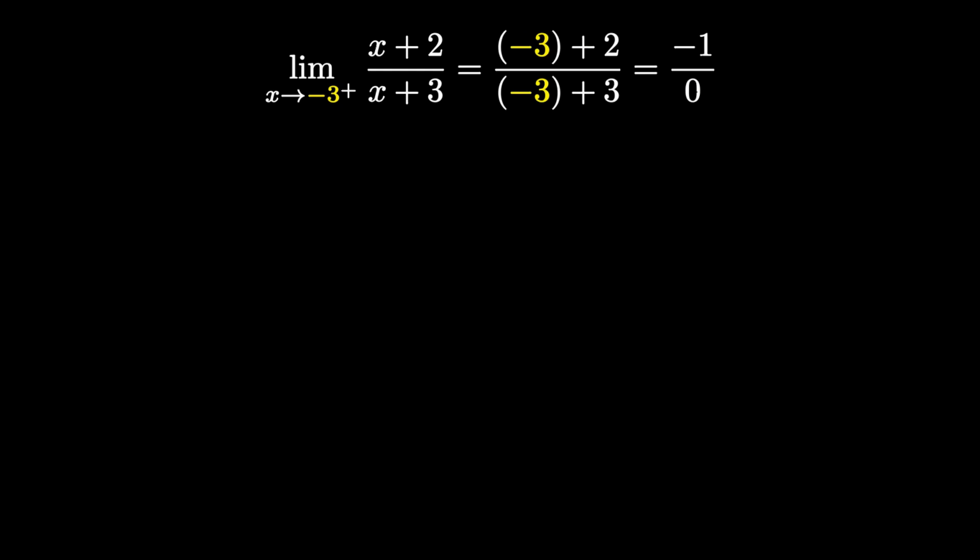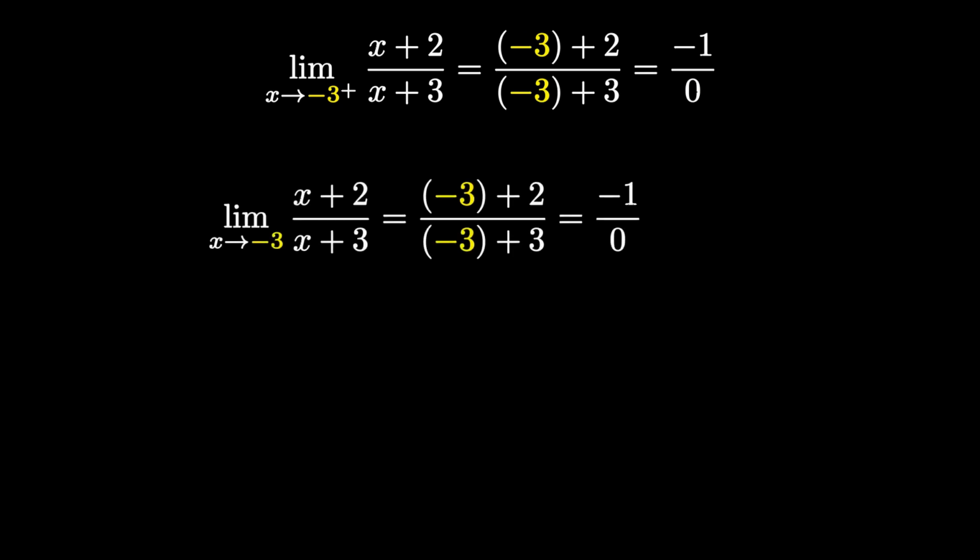Now, typically, when we get an undefined value for our limit, we would say it's DNE, but in this case, it's a little different because this is actually a one-sided limit. So let me explain why that is. Let's say that this limit was approaching just negative 3. Well, in this case, if we were to plug in negative 3 into our function, we would get negative 1 over 0.